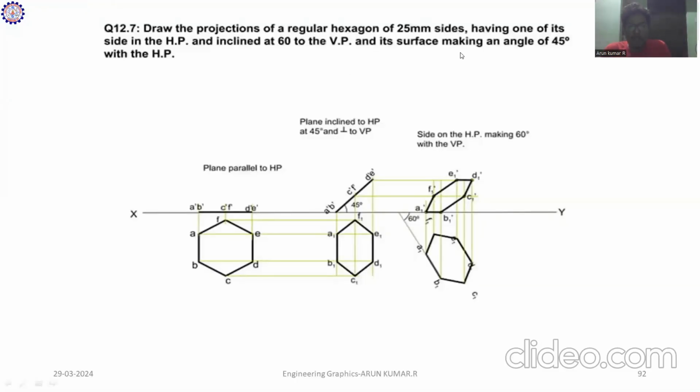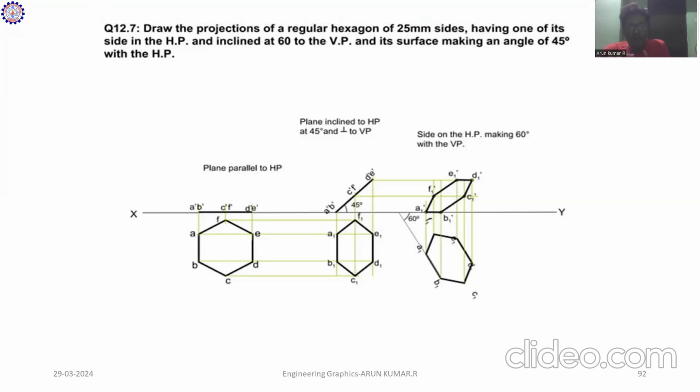Good morning. In this lecture series, we see about projection of planes with a numerical problem. So what is the problem? Let's move on to the topic. Draw the projection of a regular hexagon of 25 mm side, having one of its sides in HP and inclined at 60 degrees to VP. Its surface makes an angle of 45 degrees with HP.